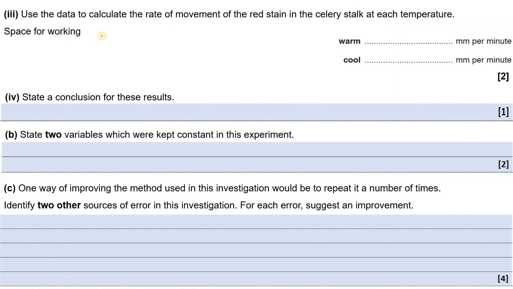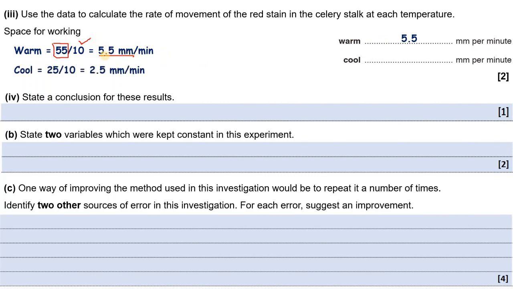Next, use the data to calculate the rate of movement of the red stain in celery stalk at each temperature. So, for first warm temperature, if we are taking 55 millimeter as the total distance traveled in 10 minutes, it will become 5.5 millimeter per minute. Same way for the cool temperature, 25 total distance divided by time, 10 minutes total time, and it will become 2.5 mm per minute.